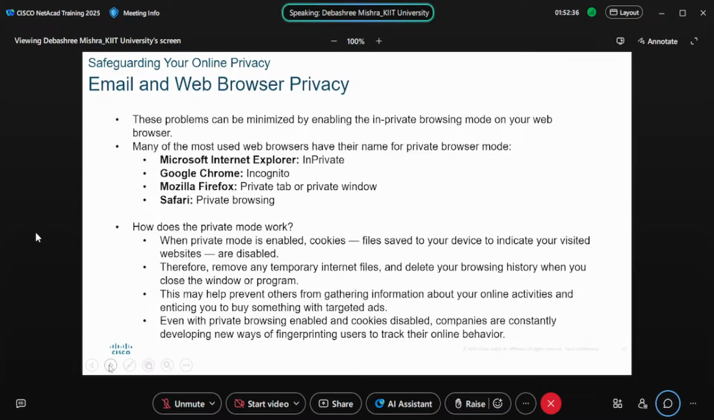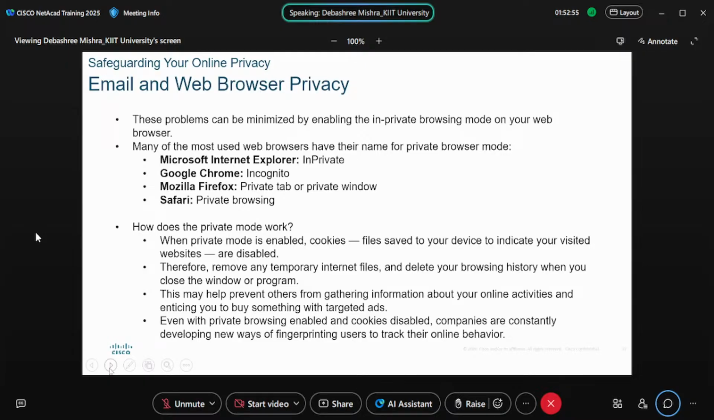So many of us use browsers which have a private mode, for example, Microsoft Internet Explorer. These are the things that have already been written, so you can just check it out. Now next is, how does private mode basically work?